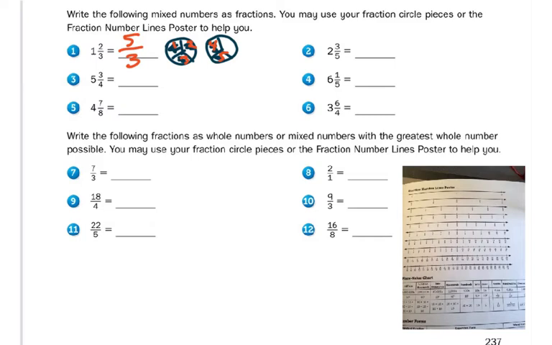Going across, number 2, it says divided into fifths. 1, 2 wholes, plus 3/5 of another one.